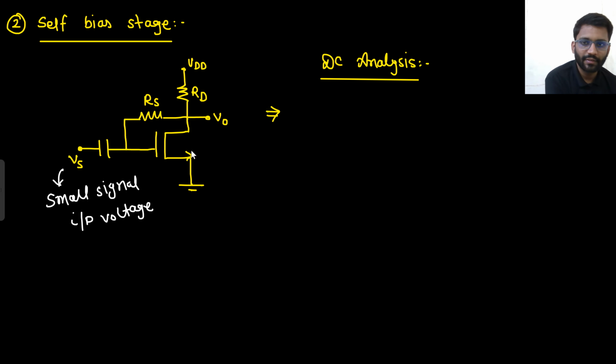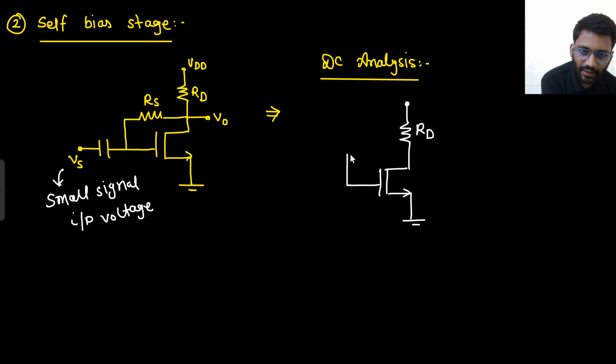So what will happen in DC analysis? This will simply be replaced with RD. This is grounded, and this is RS, and this is your V naught. This will be VDD.